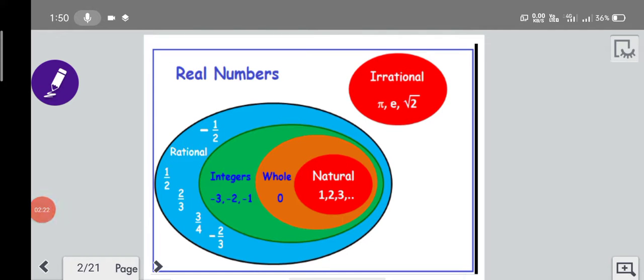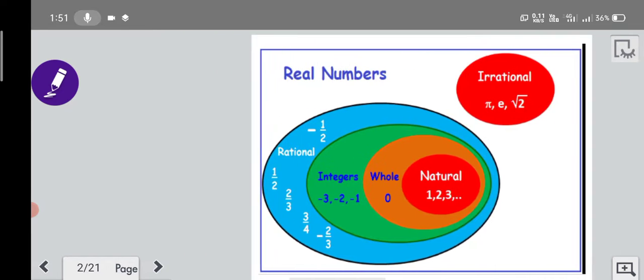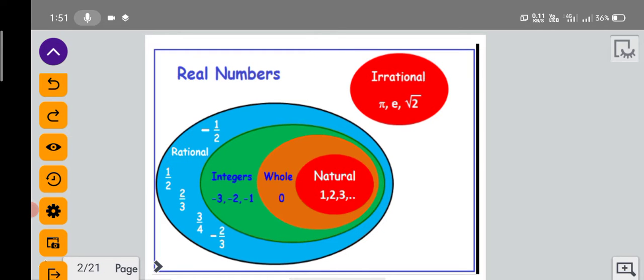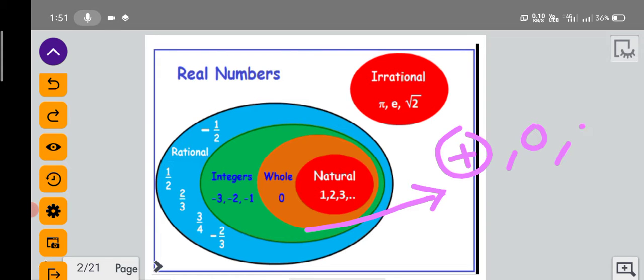Later on, it was observed that some negative numbers are missing in this combination. So the next concept came, and this is called integers. Integers are the combination of all positive numbers, 0 and all negative numbers.